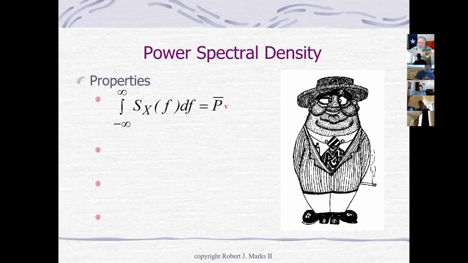So the area under the power spectral density is the average power. So if you give me a power spectral density as a function of frequency, this entire area is equal to the average power. And can you see that the idea of the power spectral density all of a sudden becomes apparent?